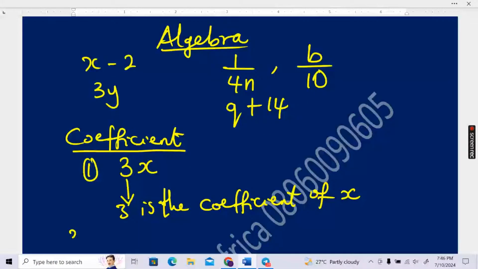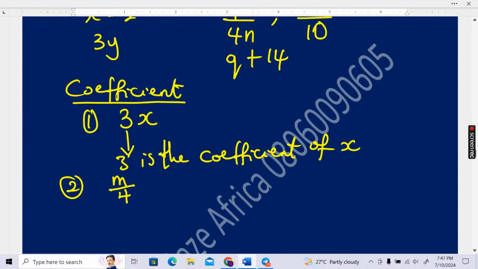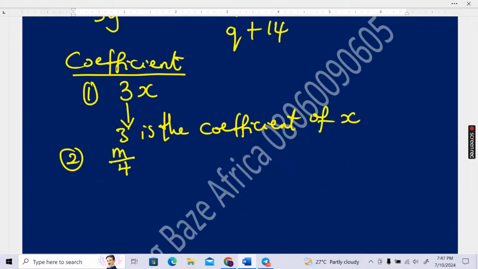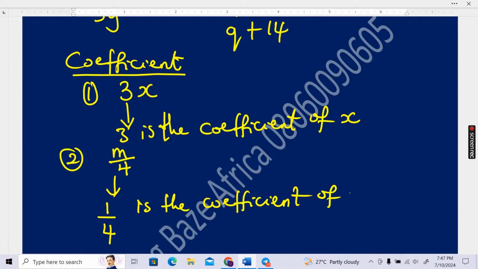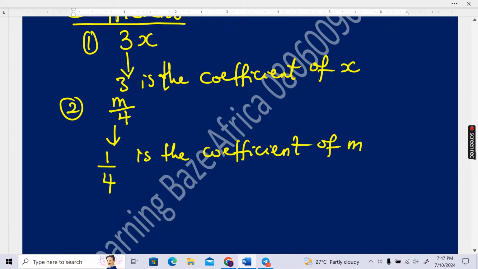All right. Now, in m over 4, we learned this in our last class. In m over 4, okay, 1 over 4, because when you move the m away, the coefficient of m above there is 1. You have a denominator of 4, okay? You don't throw 4 away. So in m over 4, 1 over 4 is the coefficient of m.